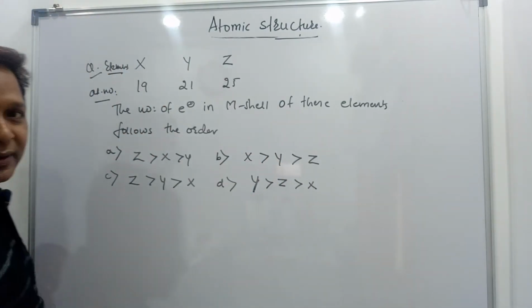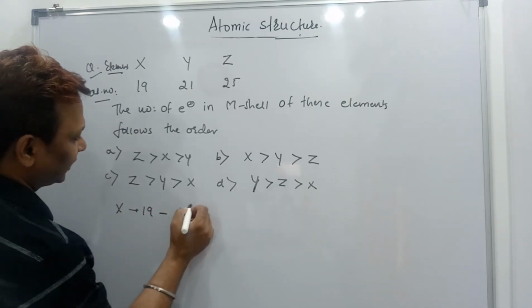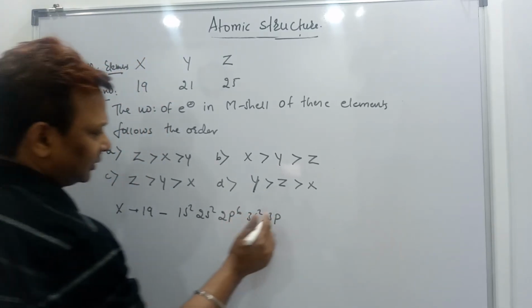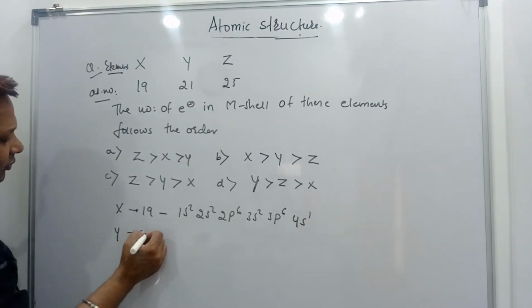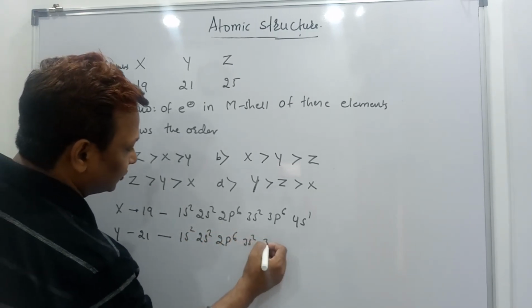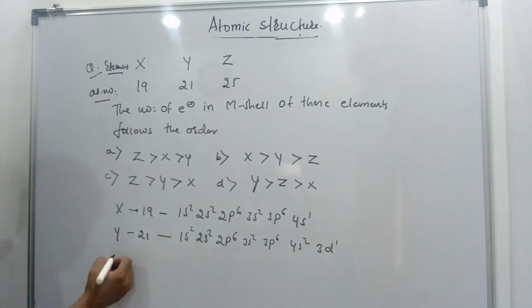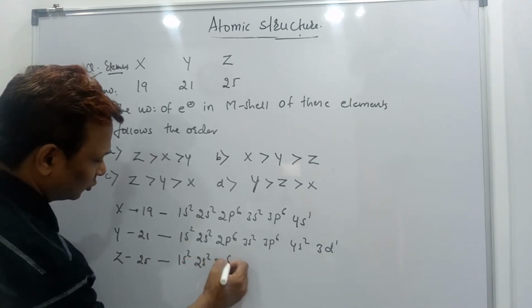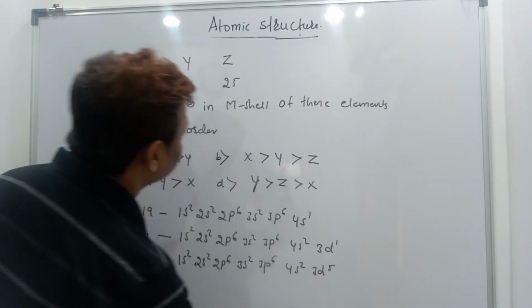See how to count this one. Here they have given 3 elements, so we'll write X is the element with atomic number 19: 1s2, 2s2, 2p6, 3s2, 3p6, 4s1. 10 plus 6 is 16, plus 2 is 18, 18 plus 1 is 19. Y is the element 21: 1s2, 2s2, 2p6, 3s2, 3p6, 4s2, 3d1. 20 plus 1 is 21. Z is 25: 1s2, 2s2, 2p6, 3s2, 3p6, 4s2, 3d5. 20 plus 5 is 25.